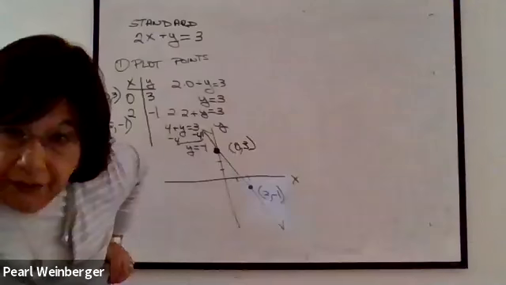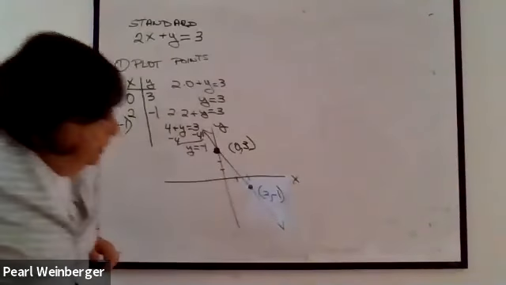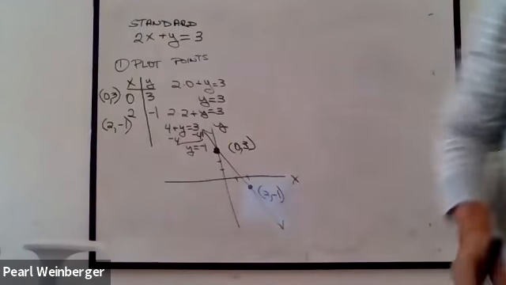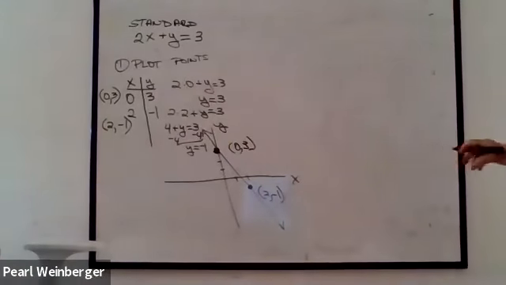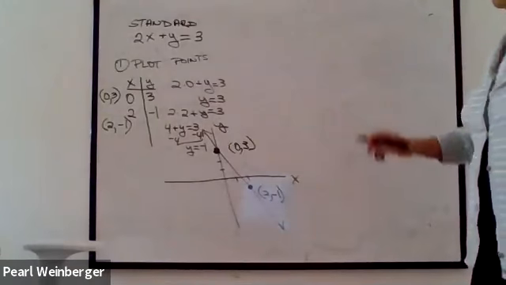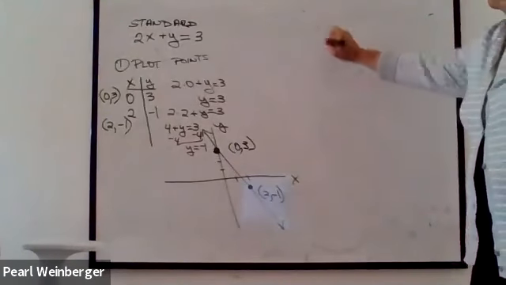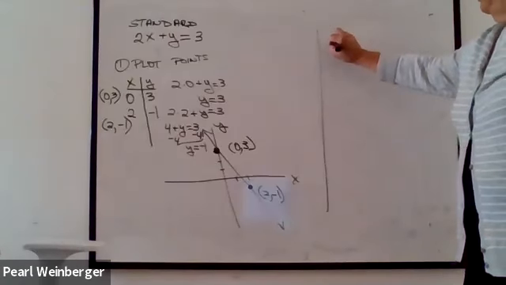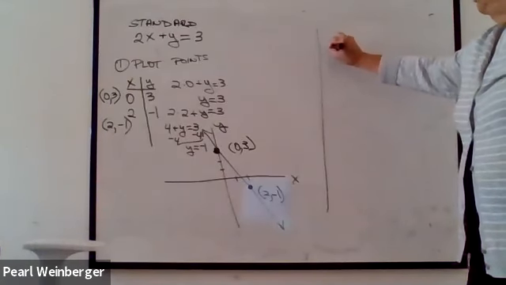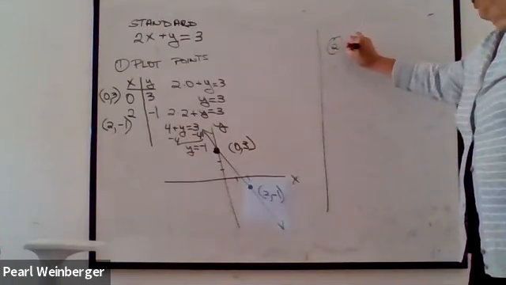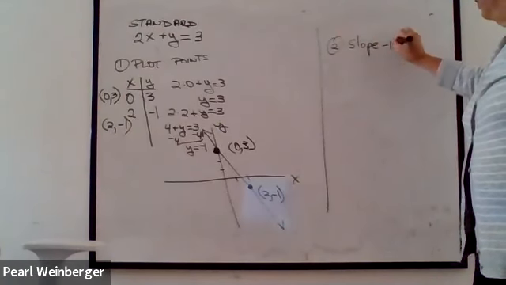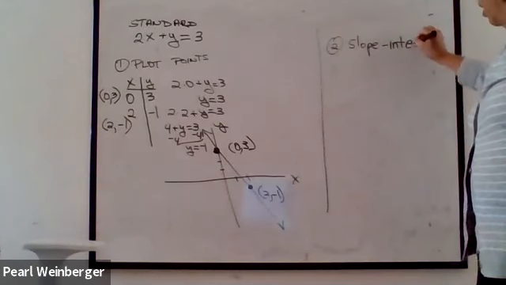There is another method. And I'd like to show you that other method, and then that's where we will continue from next week. So here's the same question, alternate method. It's called using what we call the slope-intercept method.